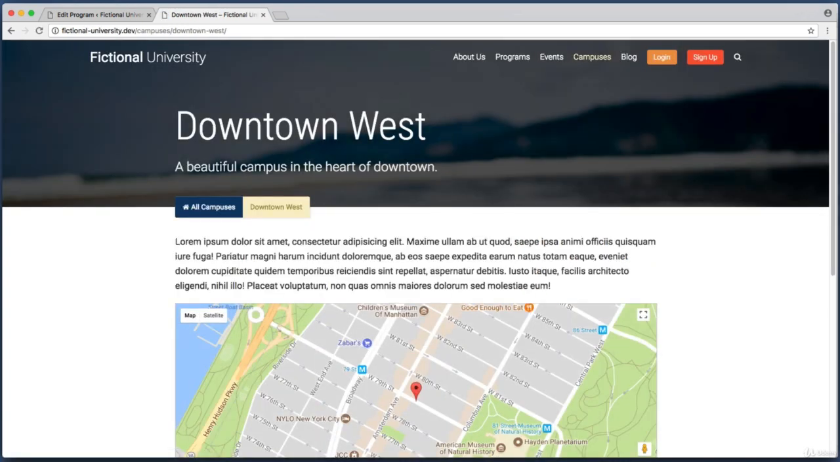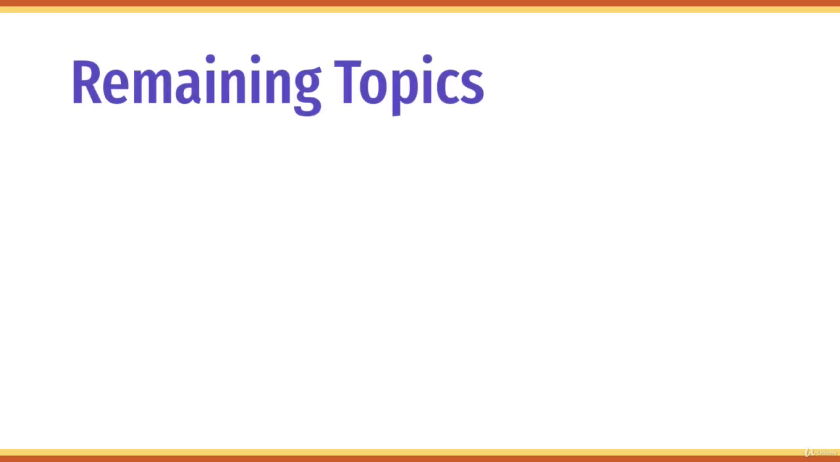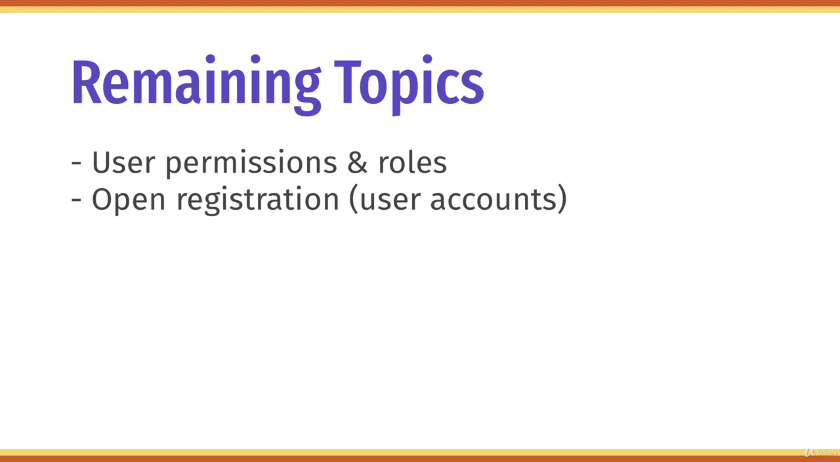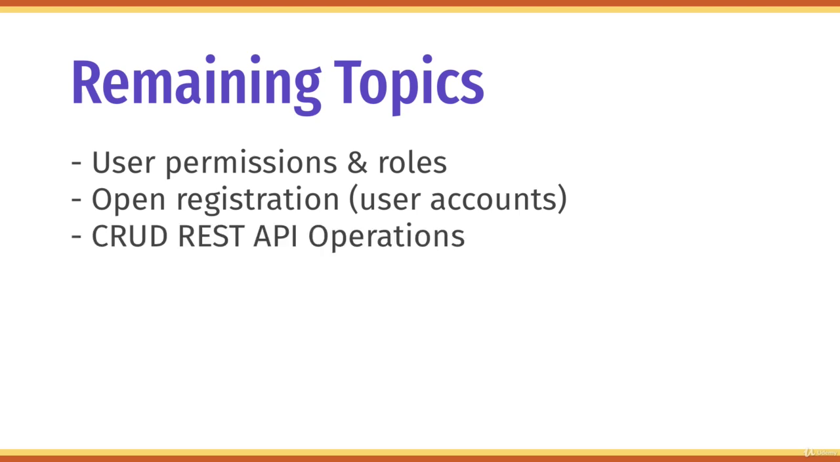And that's going to bring this lesson and this section on building out the search overlay to a close. We've still got a lot of good stuff to cover in the course though. User permissions and roles, open registration so anyone can sign up for a basic account. We still need to learn about the other 3 letters in CRUD when it comes to working with the REST API, because so far we've only learned about the R for read, but the real fun comes in with the C for create, the U for update, and the D for delete.